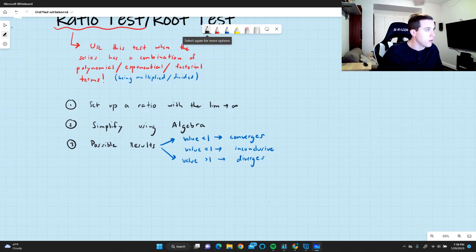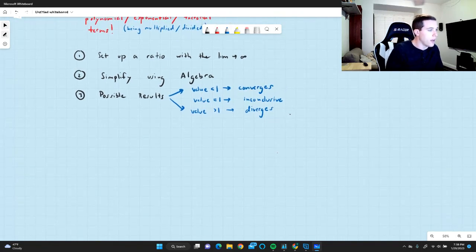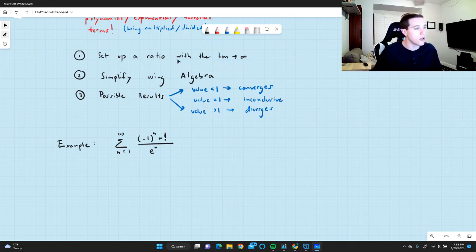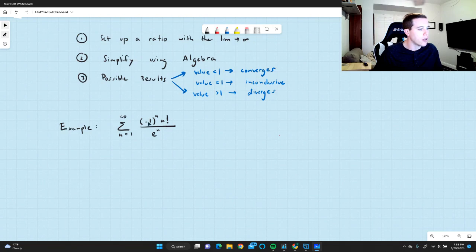First example. Stick with me on this. The algebra can get pretty bad, but not impossible. So here's our series from n equals 1 to infinity. Check this out. I'm going to make it alternate. Okay. So this is a factorial. We haven't seen this yet a ton, but we're going to start to, especially using the ratio test. So we have a series with an n factorial term, an e to the n term, and an alternating series term. That means this is a good time to use the ratio test.